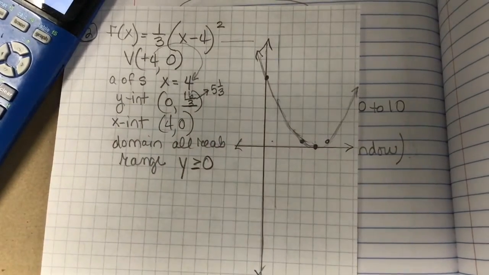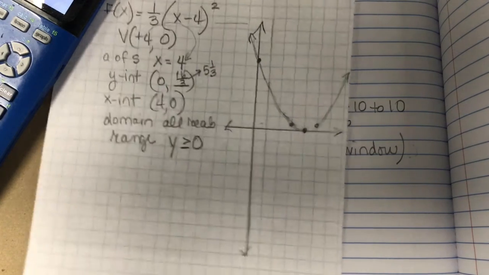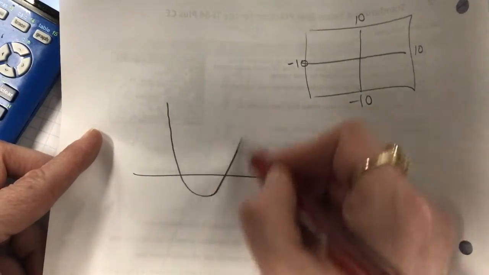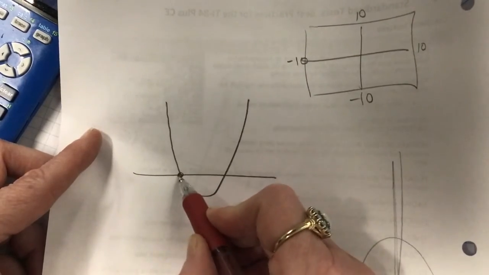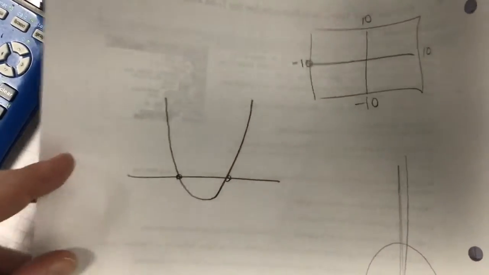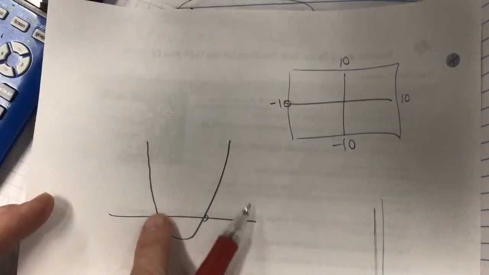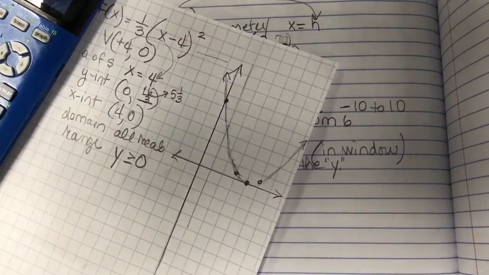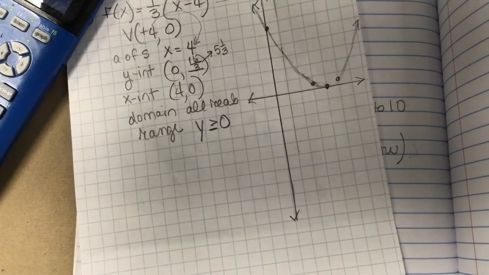If you only have one zero, it's always going to be the vertex. Because if a graph comes down through the x-axis, it has got to come back up. If there's one crossing, there's got to be another crossing. If it's just touching, it's got to be the vertex, always. What do we not have? That's it. Number 3.